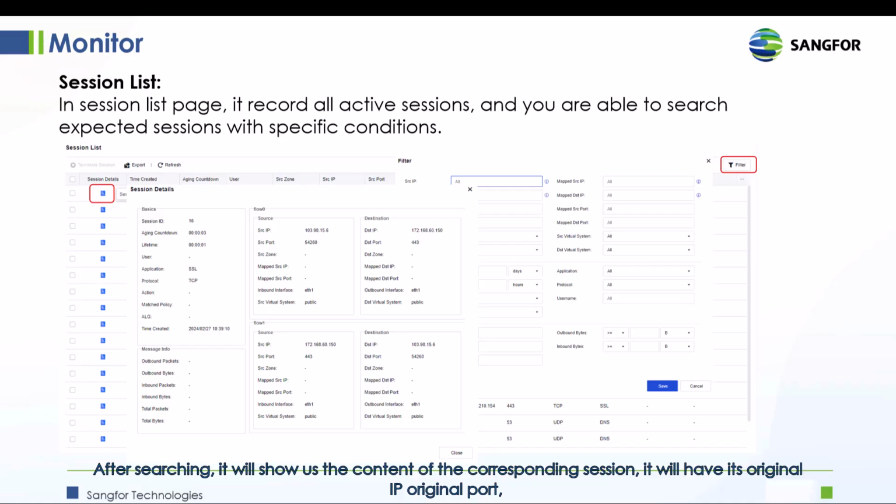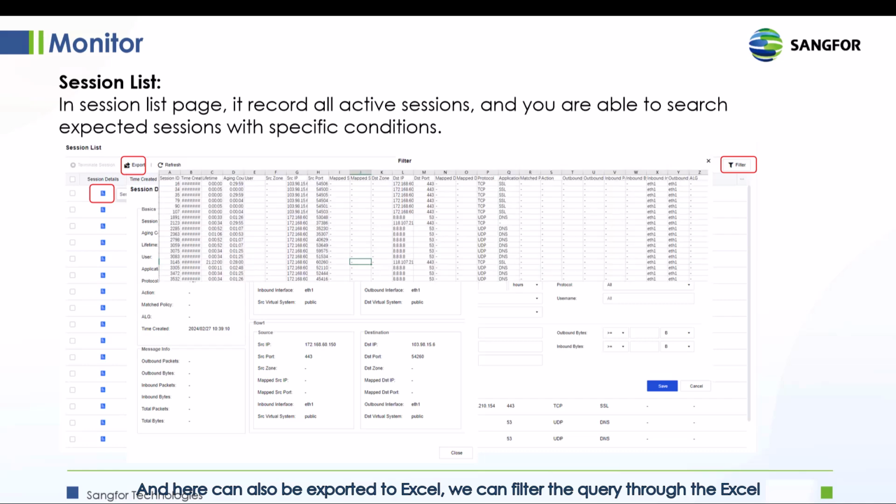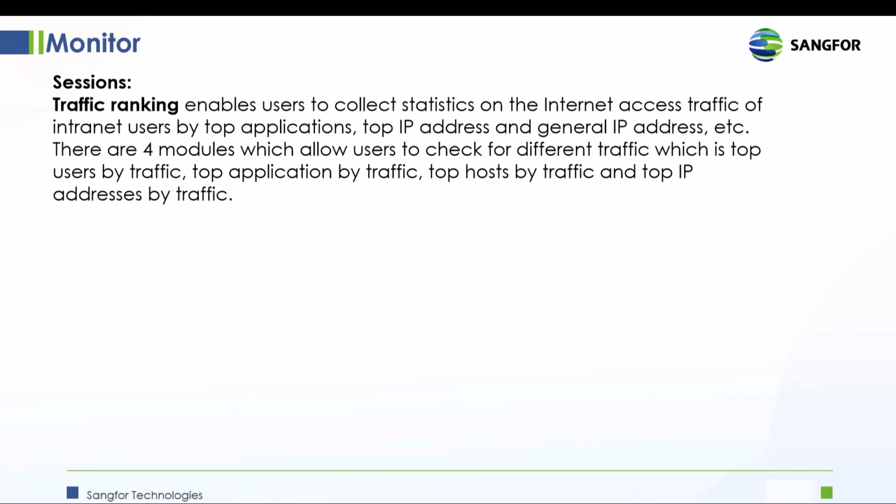After searching, it will show us the content of the corresponding session. It will have its original IP, original port, destination IP, destination port, and other information for us to refer to in the query. And here it can also be exported to Excel. We can filter the query through the Excel.